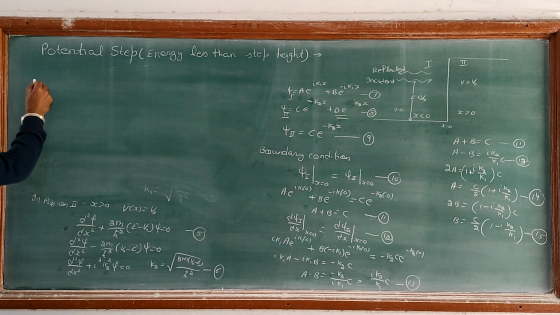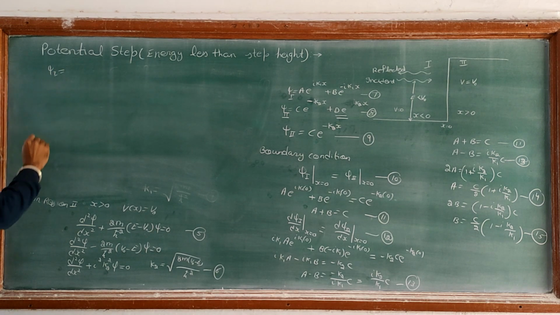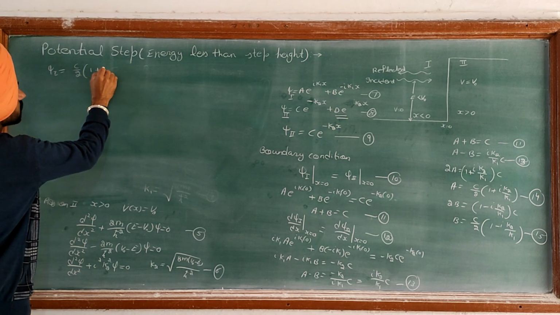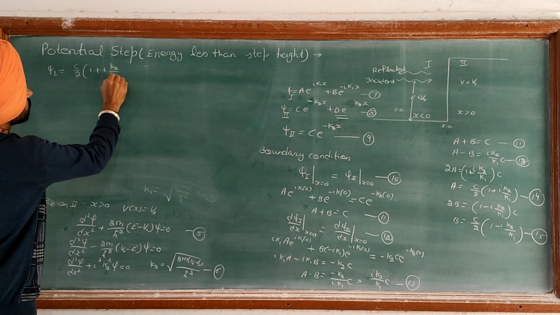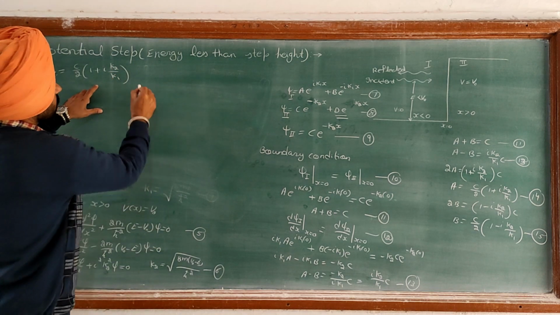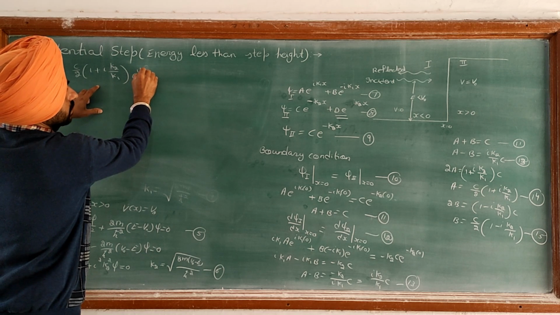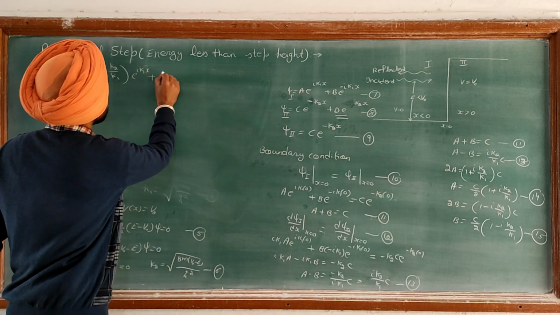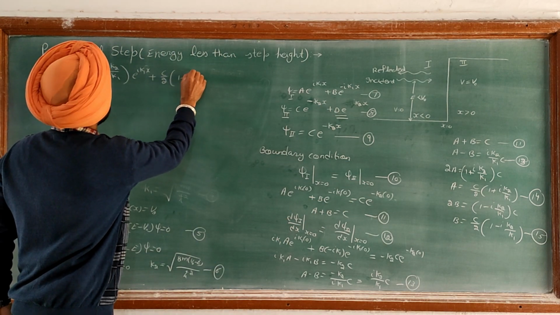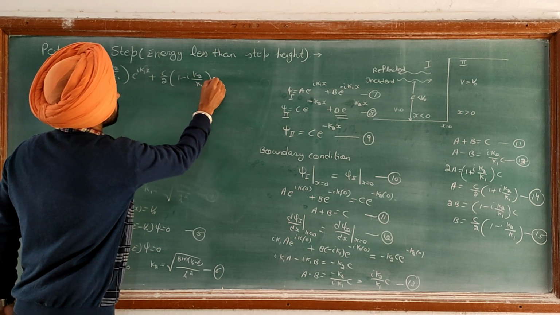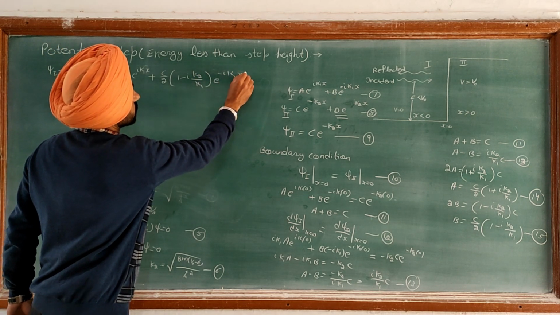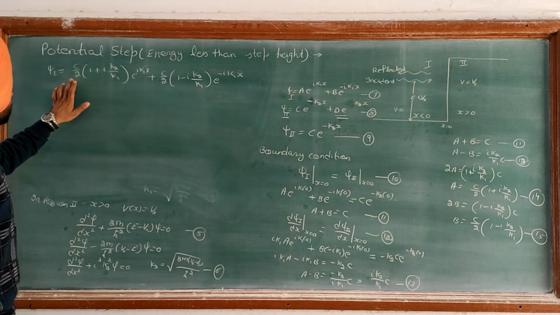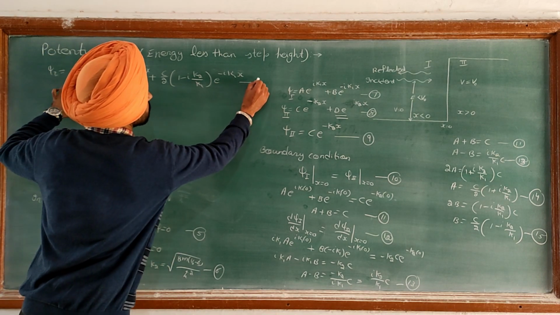So equation 7 is now psi 1 is equal to c by 2 (1 plus iota k2 upon k1) exponential iota k1x plus, now I am substituting the value of b. b is c by 2 (1 minus iota k2 upon k1) exponential minus iota k1x. So I have rewritten equation 7 by substituting the value of a and b. So the final expression is in terms of c. This is equation number 16.